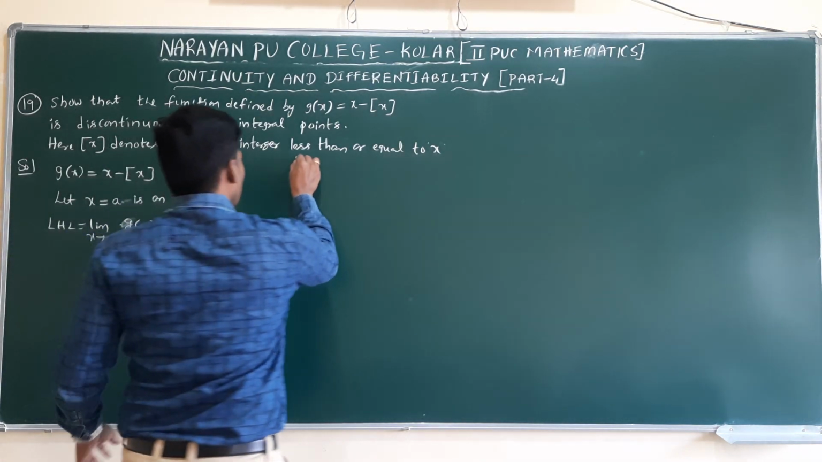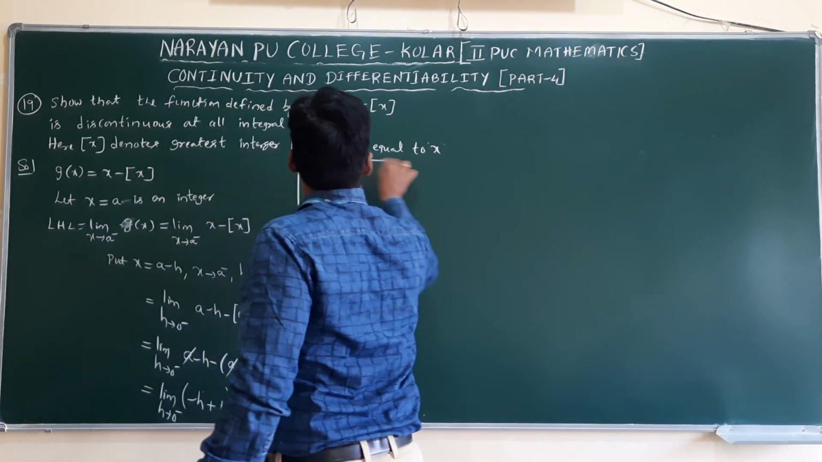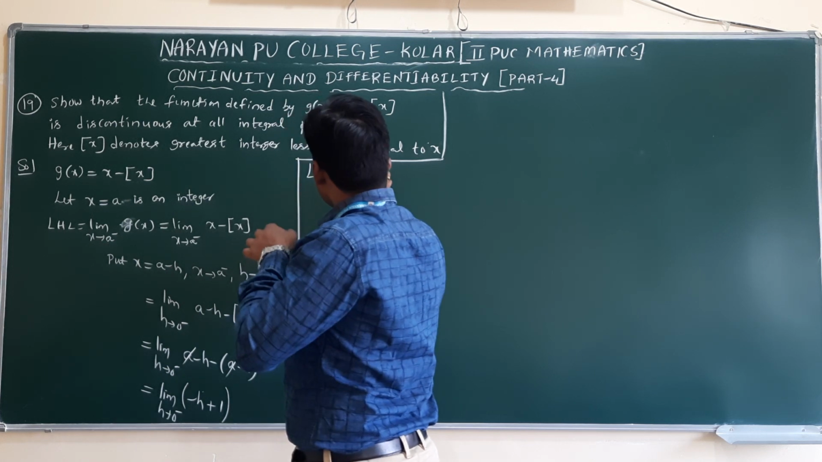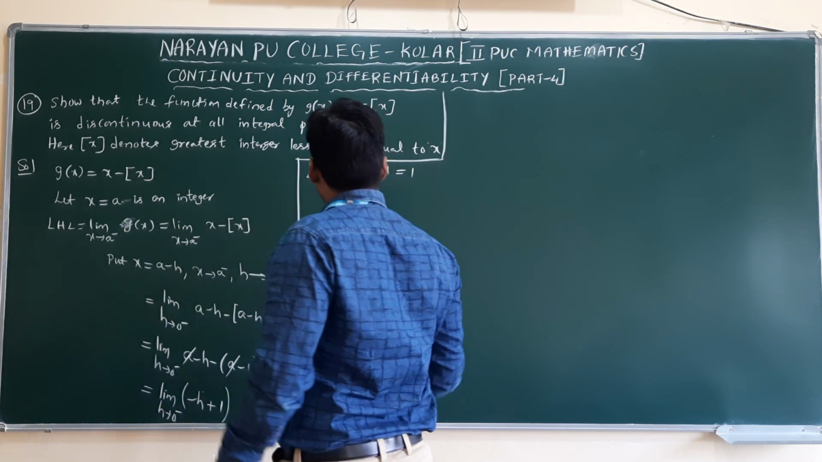Now by substituting the limit in this, the LHL value is minus 0 plus 1, that is equal to 1.